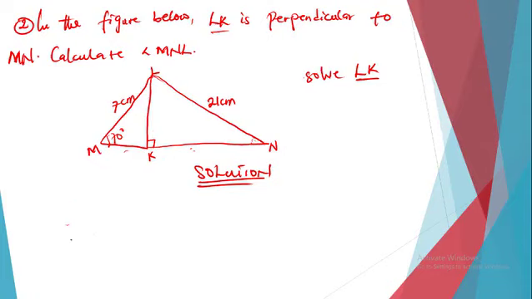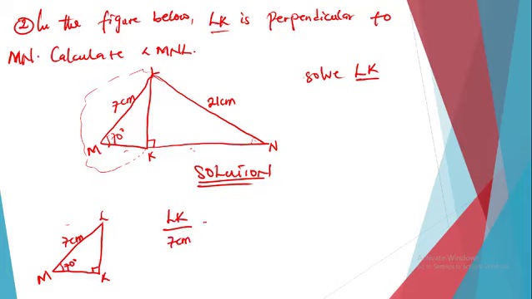We'll bisect this angle, and then we'll have something like this, a right angle triangle. This is our angle 90, this is our angle 70 degrees, and here is our M, here is our K, and here is our L. Here is 7 cm. Remember, the angle we are dealing with is this. Now looking at this triangle, you will agree with me that line LK over 7 cm is equal to sine 70 degrees.